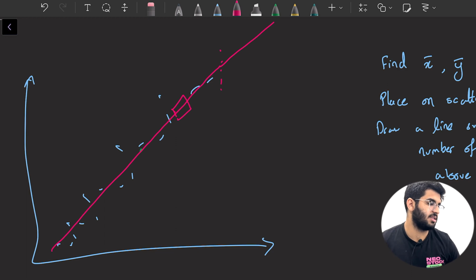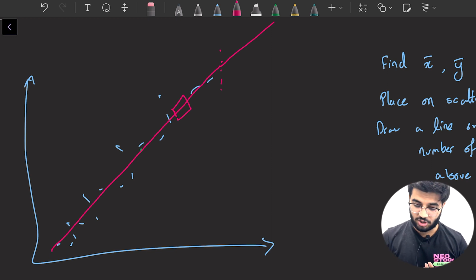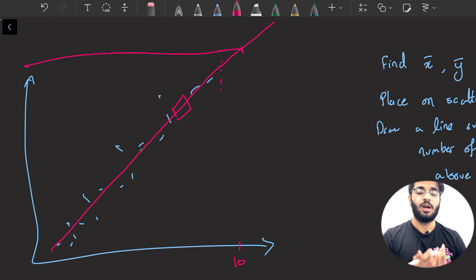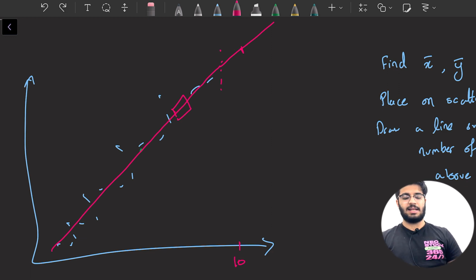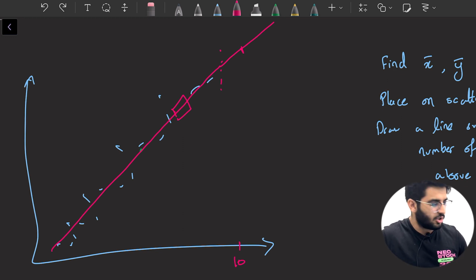And after this, it's just using this line of best fit to estimate values. So if I have an x value equals 10, what does my line of best fit suggest that my y value is? That's kind of the extent of how hard this is going to be. So just be able to find the mean for both values, plot it, and get a line. That's all there is. It's not a very hard topic.